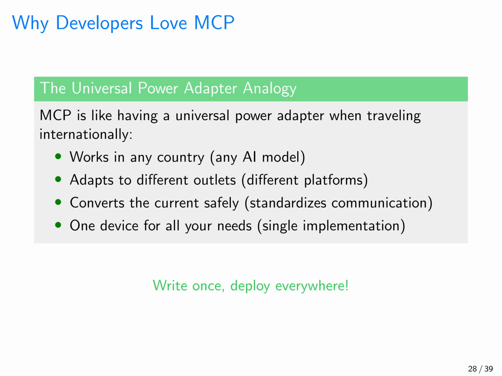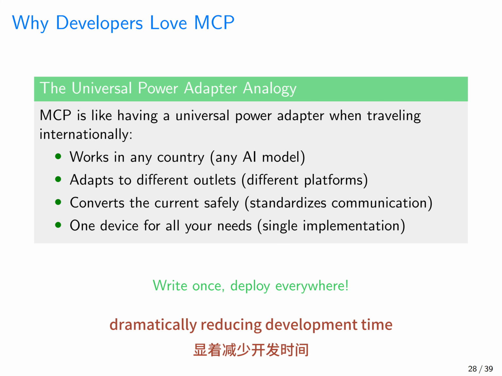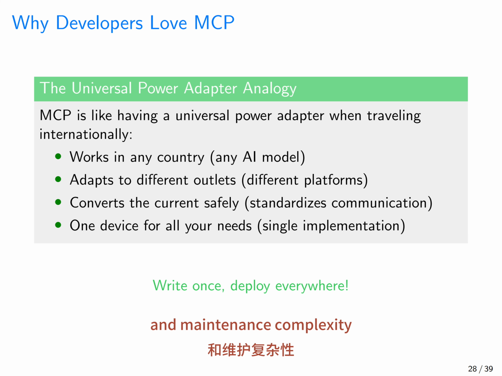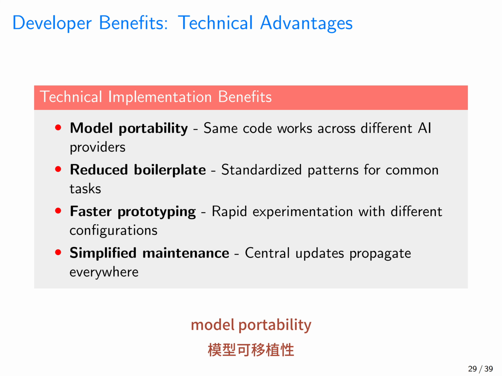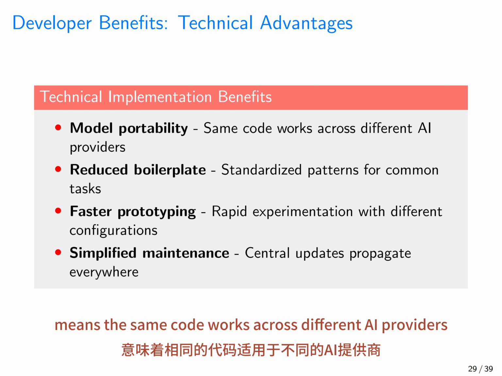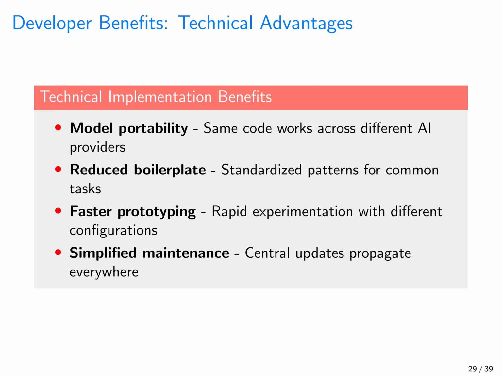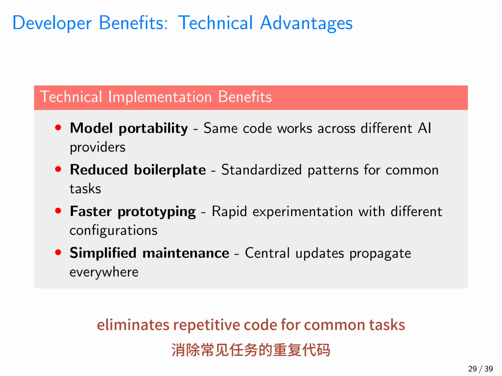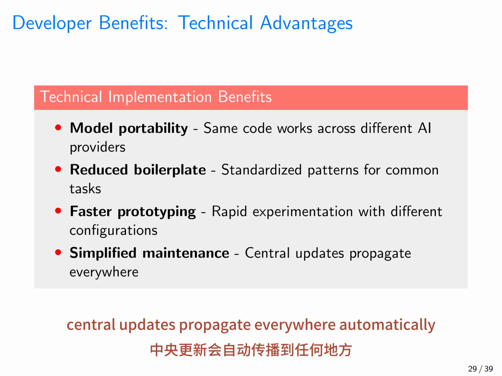The result? Developers can write code once and deploy it everywhere, dramatically reducing development time and maintenance complexity. The technical advantages for developers are substantial. Model portability means the same code works across different AI providers, allowing easy switching between models. Reduced boilerplate eliminates repetitive code for common tasks. Faster prototyping enables rapid experimentation with different configurations. And simplified maintenance means central updates propagate everywhere automatically.